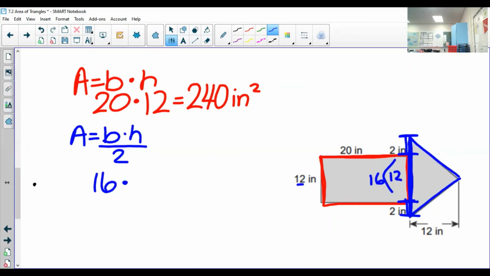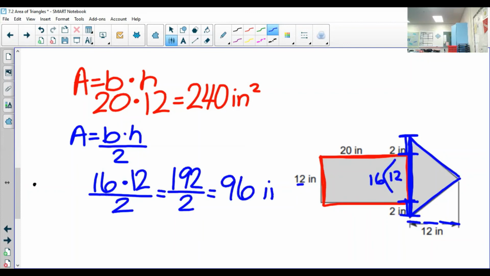Times what's my height? Well, they give you that right here. You don't have to do any math for that one. We're just going to do 16 times 12 divided by 2. 16 times 12 is 192. And then we're going to divide that by 2. And we're going to get 96 inches squared.